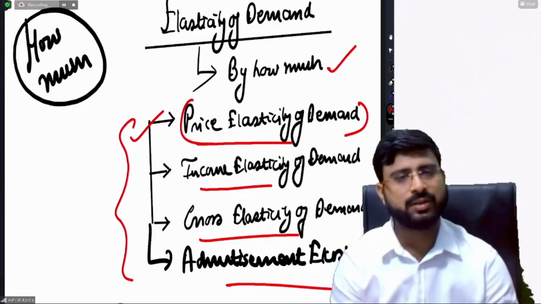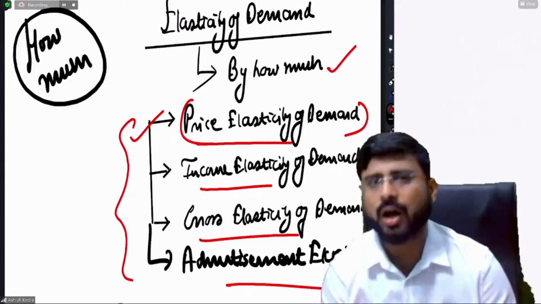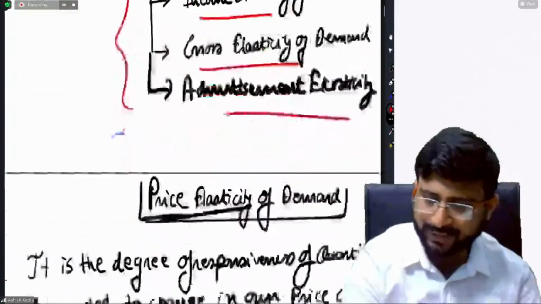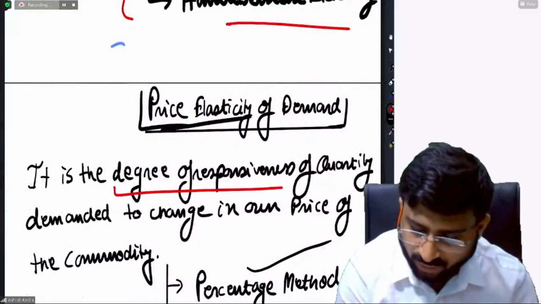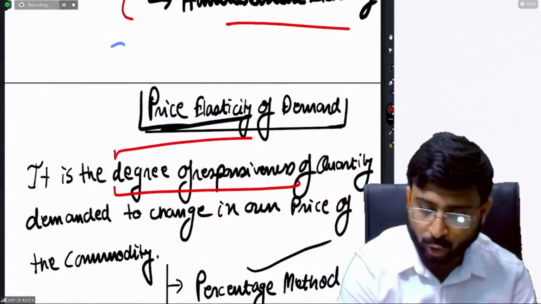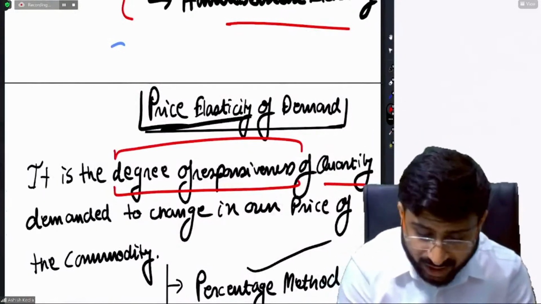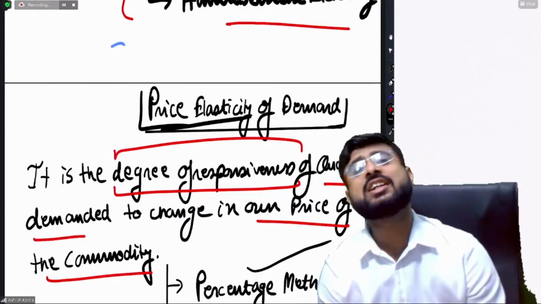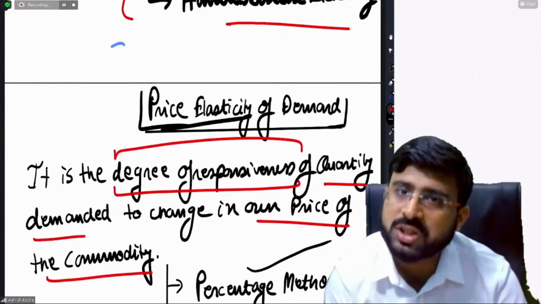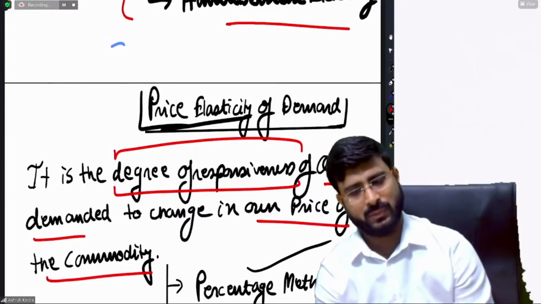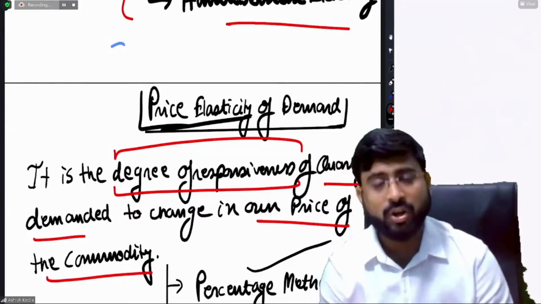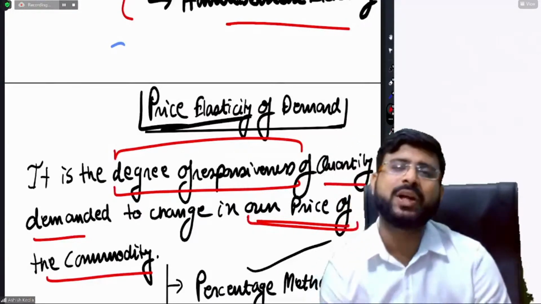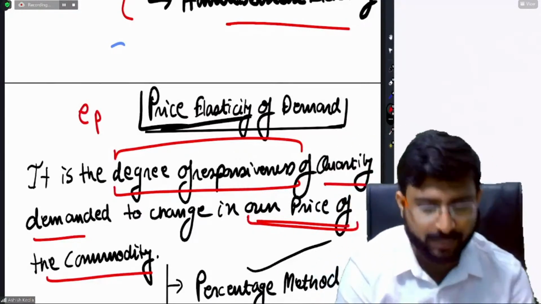Sir, please explain to us. All right, then let me explain it to you. See, price elasticity of demand is the degree of responsiveness. Degree means to what extent quantity demanded will respond to change in own price of the commodity. So, quantity demanded will respond by what percentage to change in own price of the commodity. That is called price elasticity of demand. It is represented by EP.